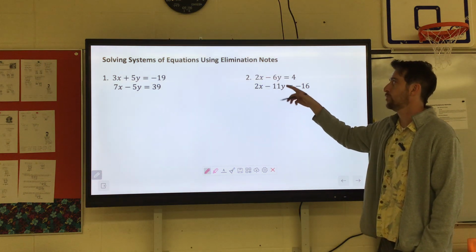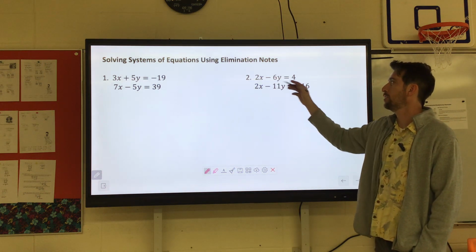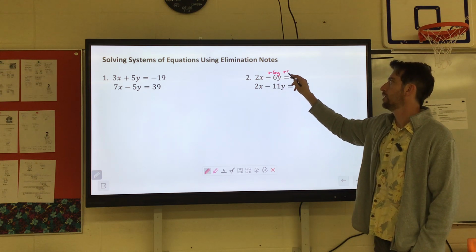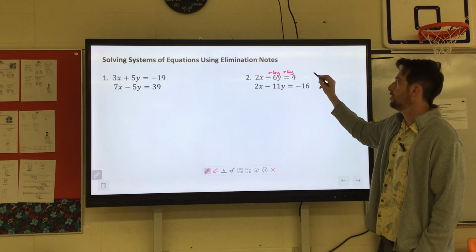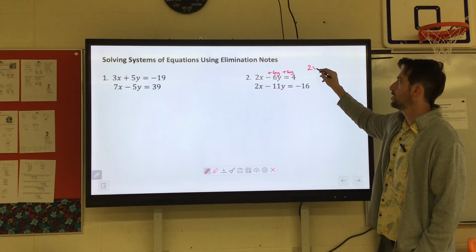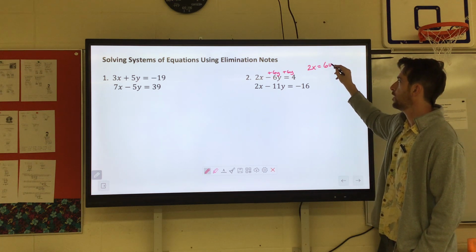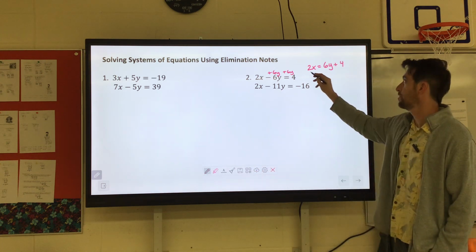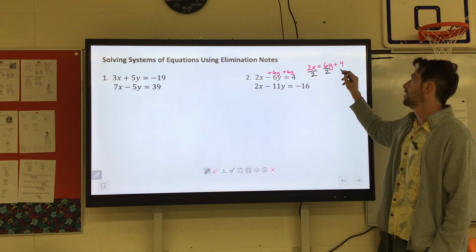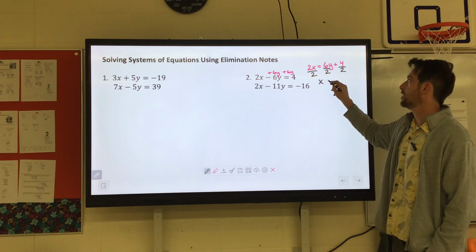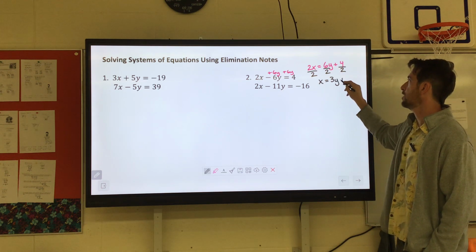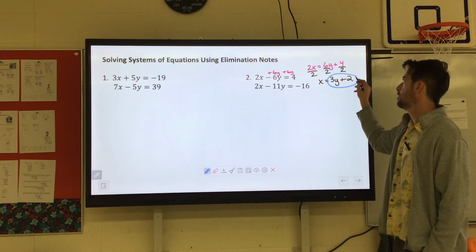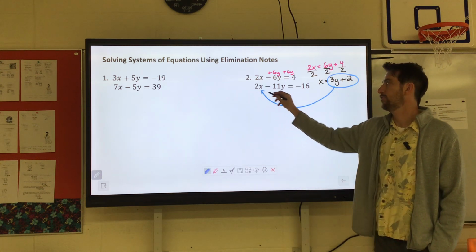If you want, on this first one, you can get the x by itself. Like, you could add 6y to the other side. And that would give us 2x equals 6y plus 4. And then you could divide everything by 2. That will give us x equals 3y plus 2. And then you can do substitution. Put this in the other equation for x.